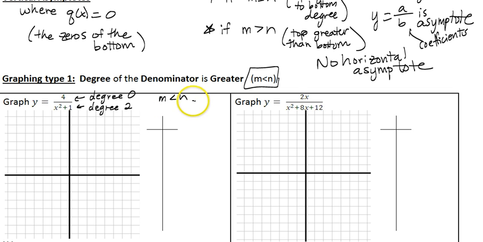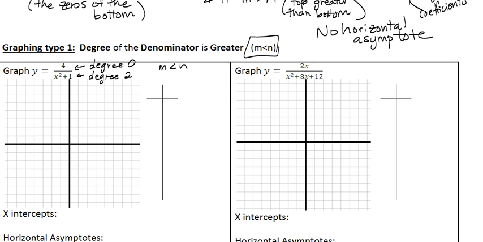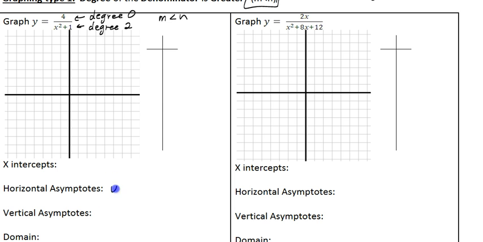I'm going to go back to my notes. Okay, if the top is less than the bottom, then y equals 0 is the asymptote. So my horizontal asymptote is y equals 0. I'm going to go ahead and draw that in. So y equals 0 is my horizontal asymptote. Then let's find my other information.